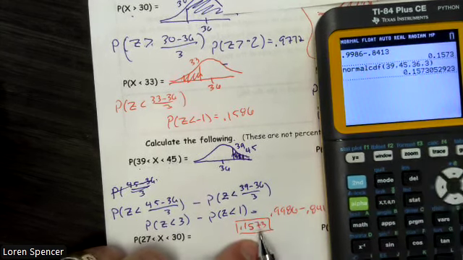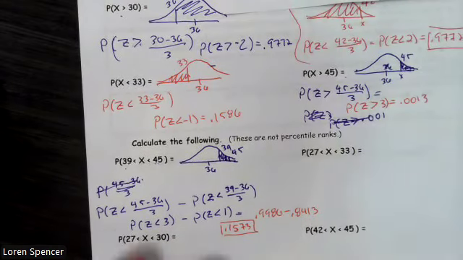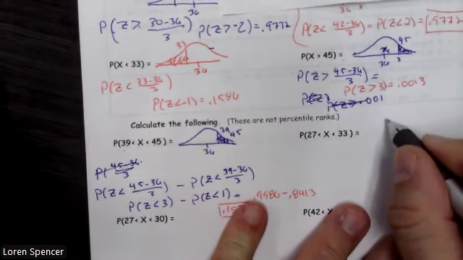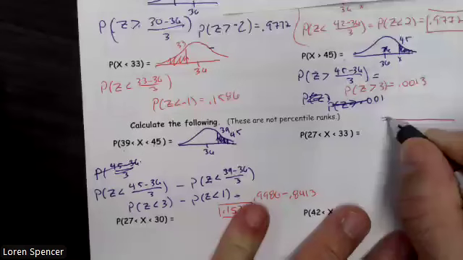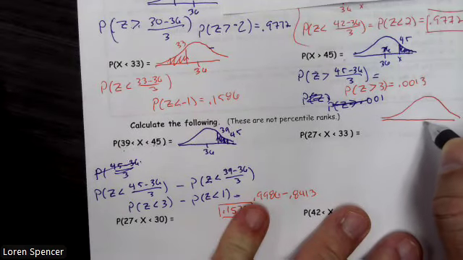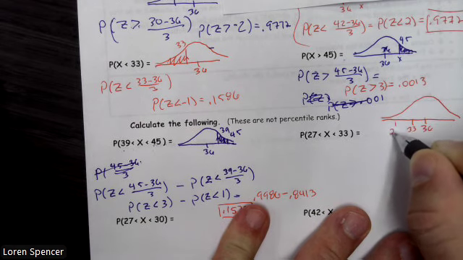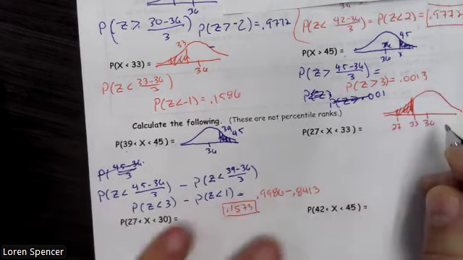And 0.1573, which is exactly what we got, but I don't have the z-scores to show, which I have to show on a free response, which is why I'm approaching it this way for this particular set of notes. Okay, so we have 27 to 33. We're at 36. We know 33 is below that, and we know 27 is below that. And we're looking for that interval right there.